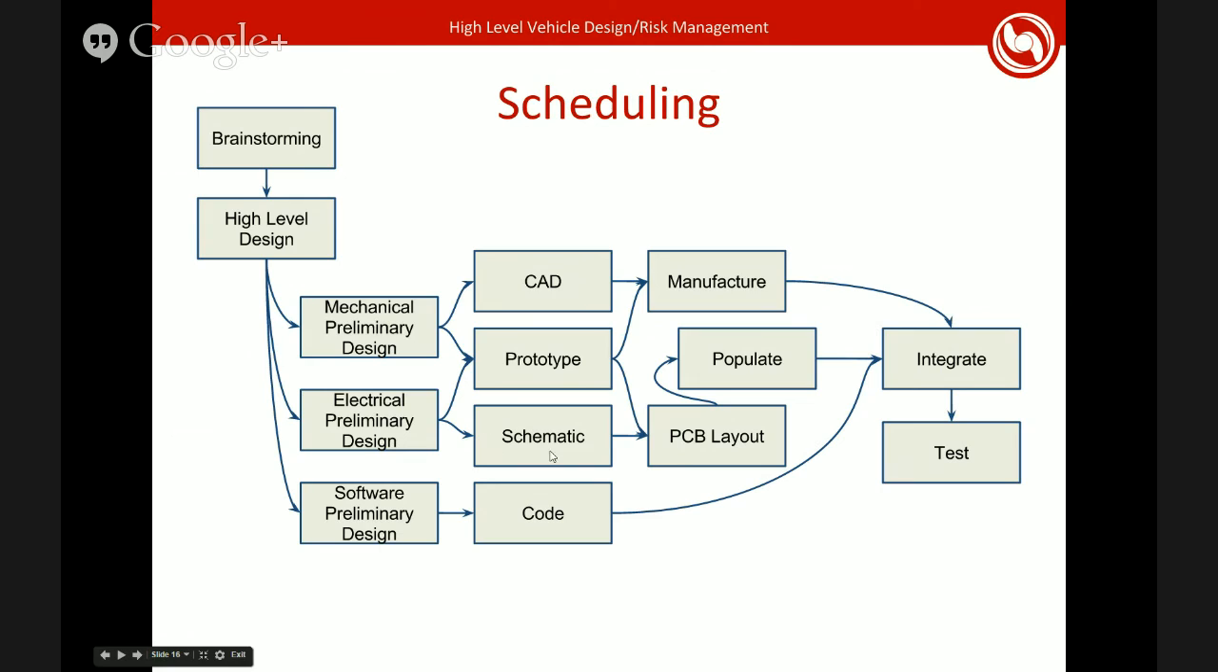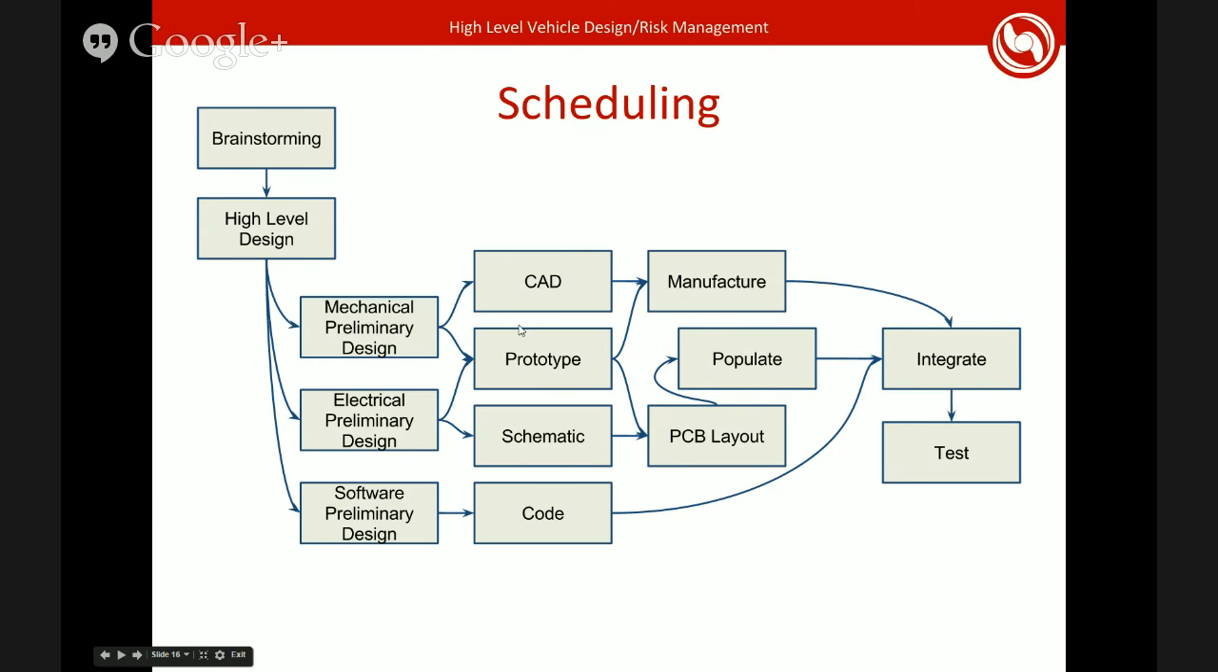Now, what's important here when you have a block like this with a lot of parallel tasks going is I line them up here in a way that shows when things should be done at the same time. So CAD, prototyping, and schematic should be happening around the same time. And then manufacturing and populating should also be happening around the same time. So all your subteams should slowly be progressing at the same rate.